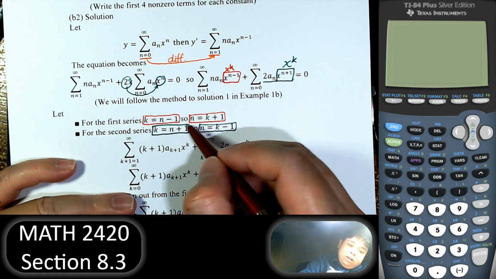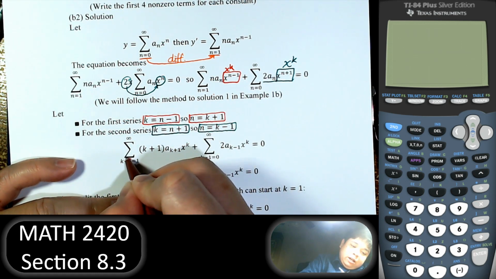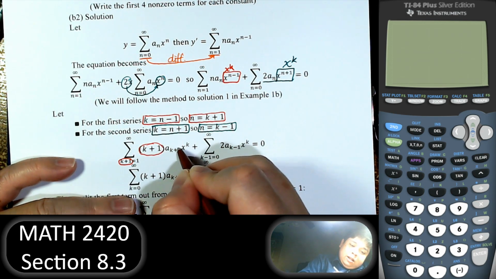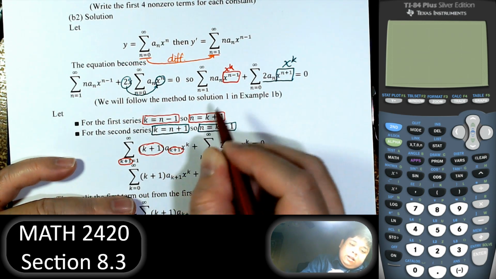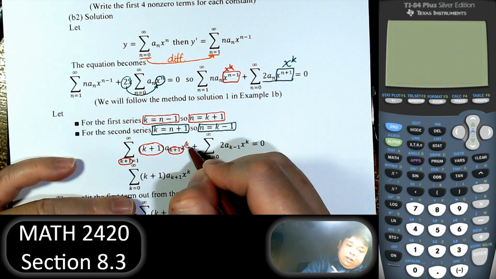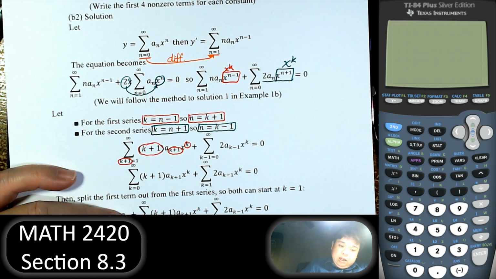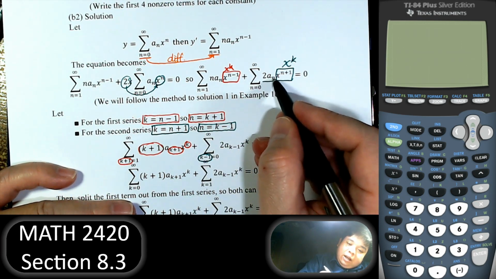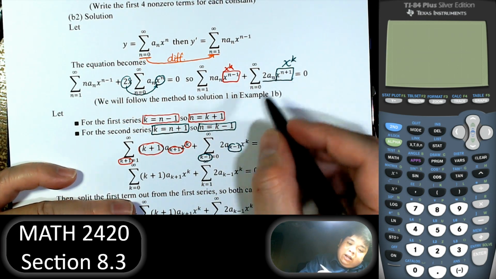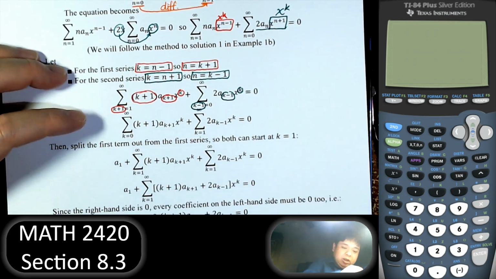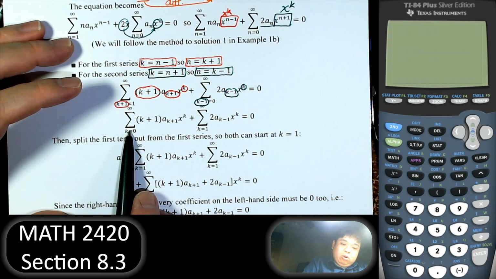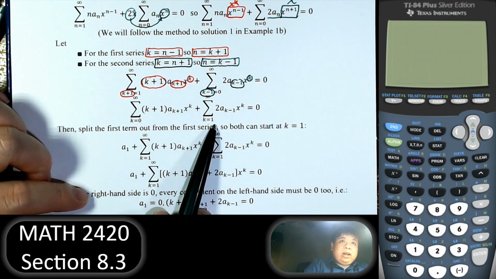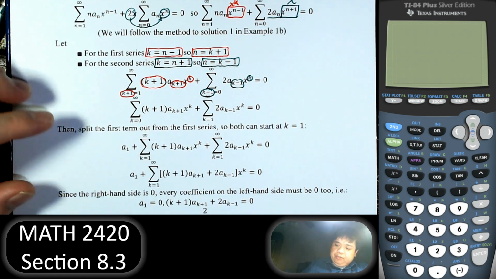And then we substitute k plus 1 into n. This is n, this is n, this is n, and the power of course is x to the k. We substitute all of that, and then we substitute k minus 1 into n, and this should be x to the k. When we simplify, this is equal to 0, and then we have that. Now, this one starts from 0, this one starts from 1. We have to split one term out.